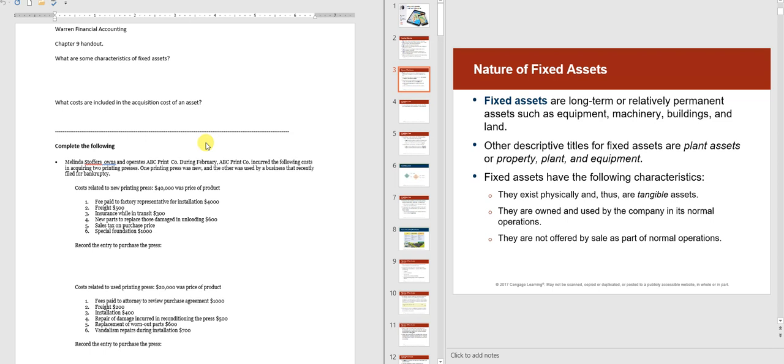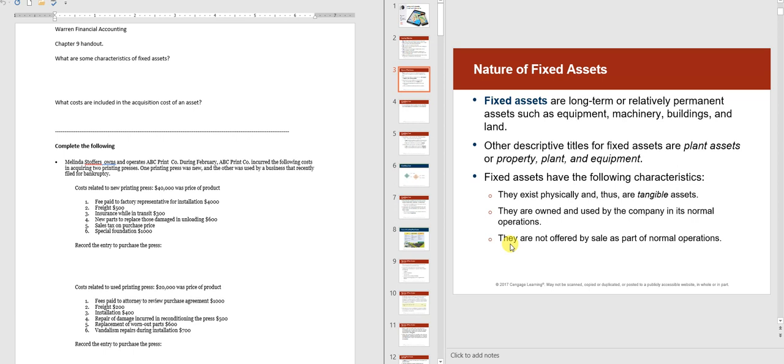I'm assuming that you've read it and you know that fixed assets are tangible, you can touch them. In other words, they're not intangible. Intangible assets are things you cannot touch, such as copyrights and patents, those items that we have a legal system to defend because you can't touch them. They're owned and used by the company in its normal operations.